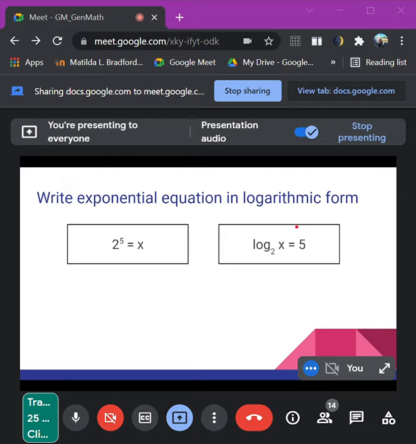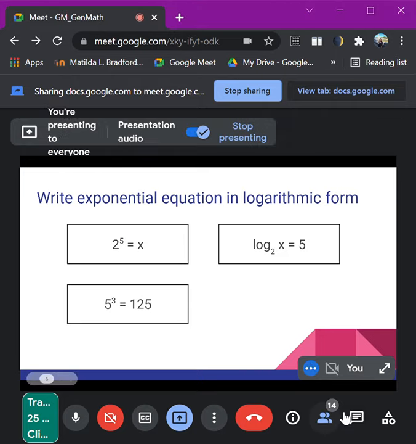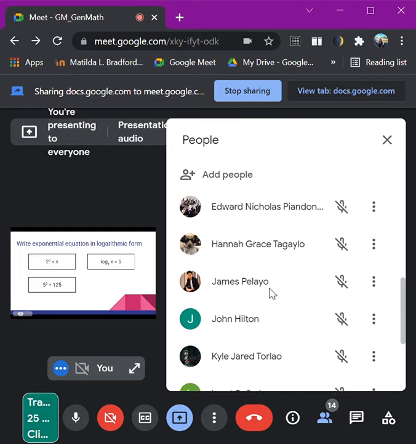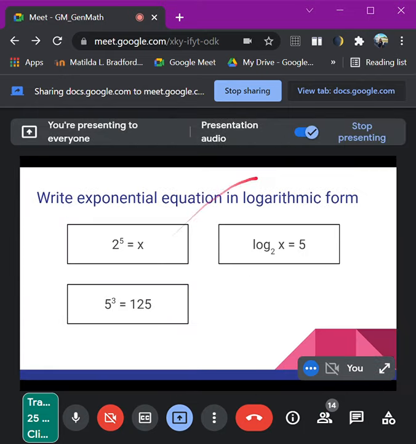Okay? I will give you another example, and then I will call someone to change it into logarithmic form. And I will give points for this. Sige, we have here 5 raised to 3 is equal to 125. Can you give the logarithmic form, Pelayo? James. Five raised to 3 is equal to 125. It's the same as what we did here. Whatever happened there, it is similar here.